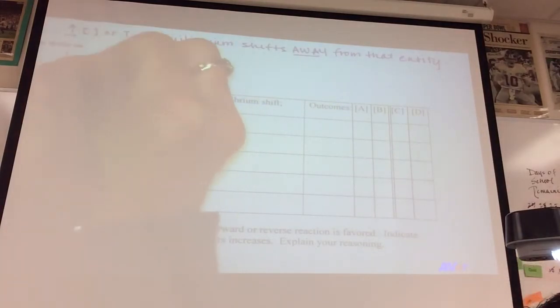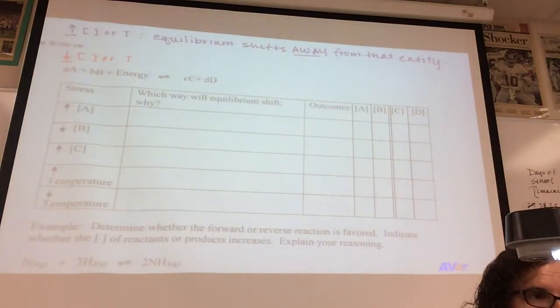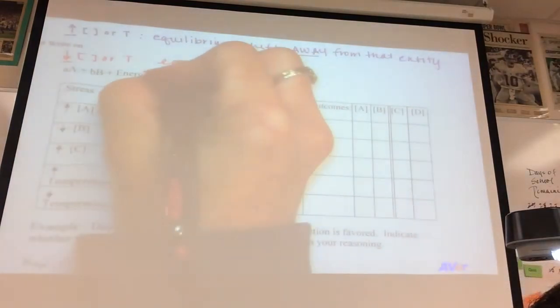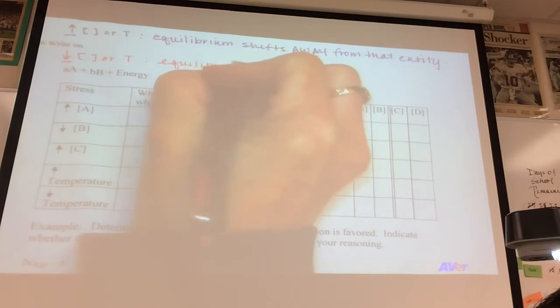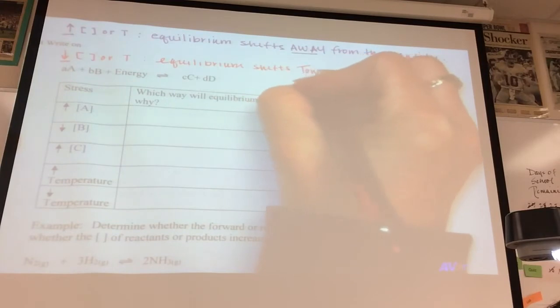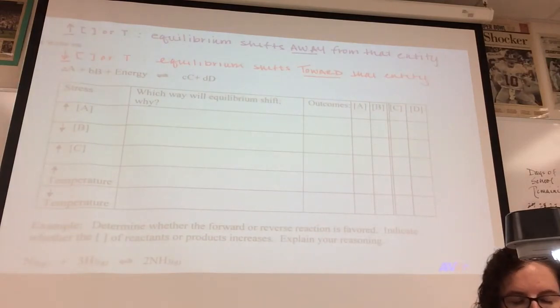When you decrease concentration or temperature, these are two factors or stresses that can affect equilibrium. You'll see that equilibrium shifts toward that entity. Now be careful, we're going to increase or decrease concentration or temperature, and we need to predict equilibrium shifts.